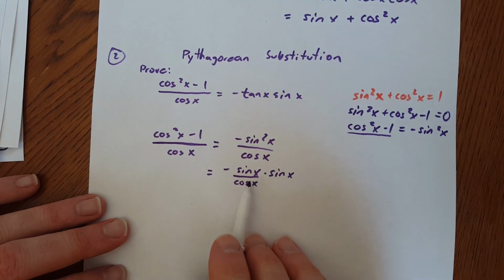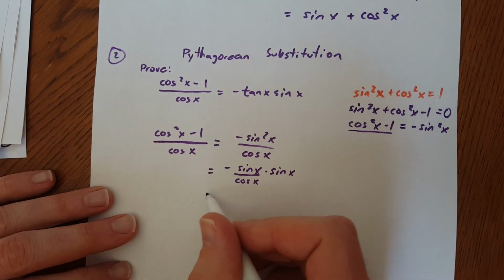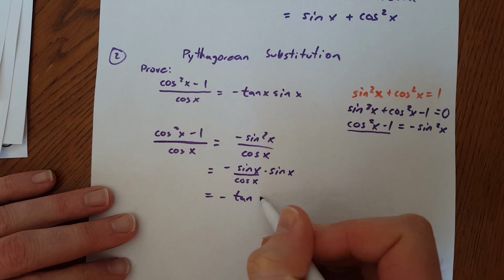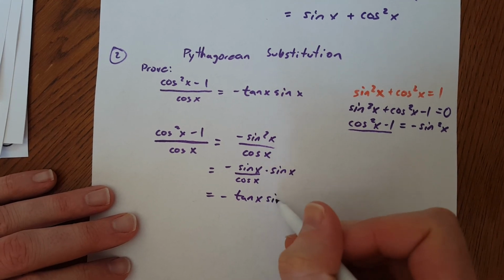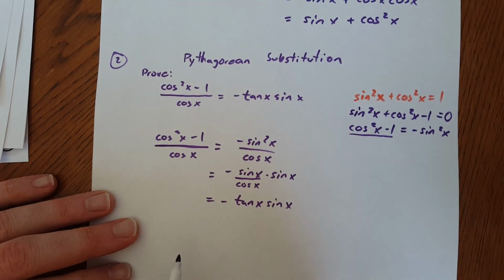Now that being the case, sine over cosine, we can go backwards and replace that with tangent, leaving the negative out in front. We get negative tangent, and then the sine is still there, and that's where we're done because this is now then the right-hand side of this example.